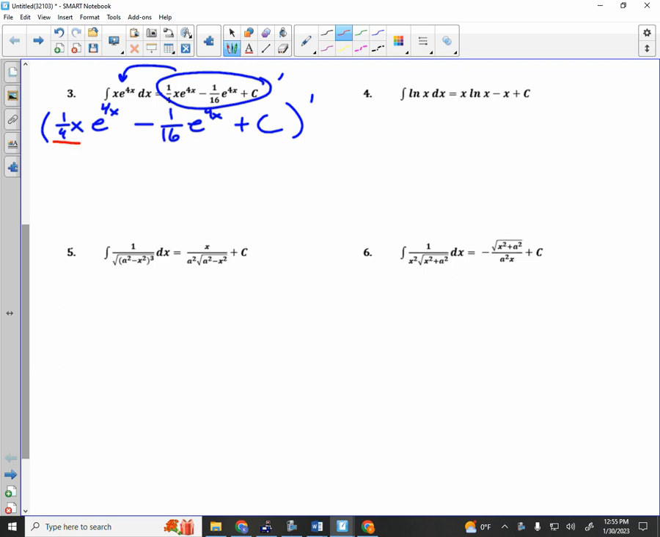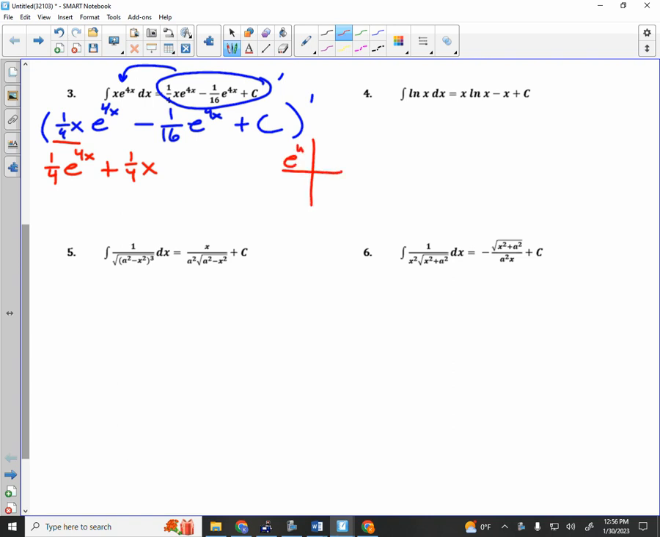So what rule do you have to use here? Product. So what is the derivative of 1/4 x? 1/4. You have e to the 4x. I will do plus 1/4 x. Now I need the derivative of e to the 4x. Does anybody know what the derivative of e to the 4x is? The derivative of e to the x is e to the x, but you have to take the 4 into account.